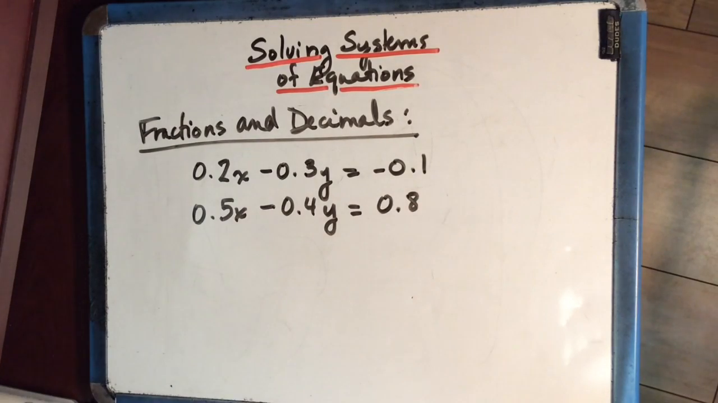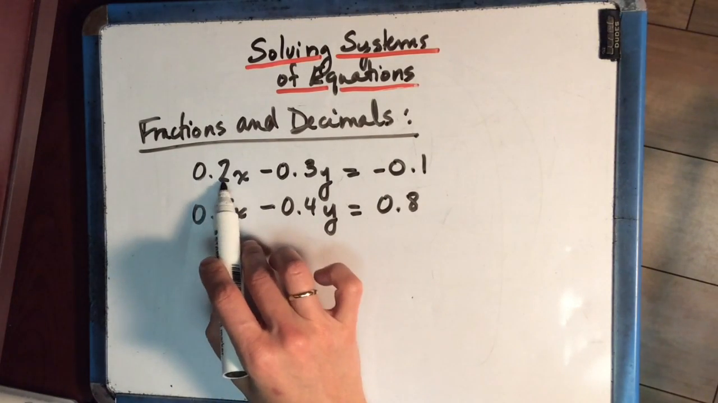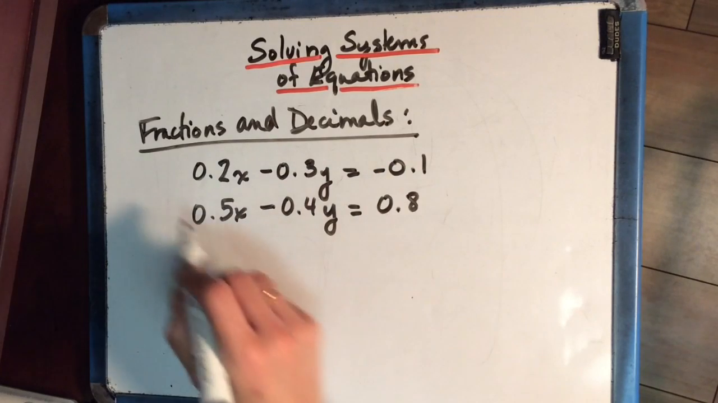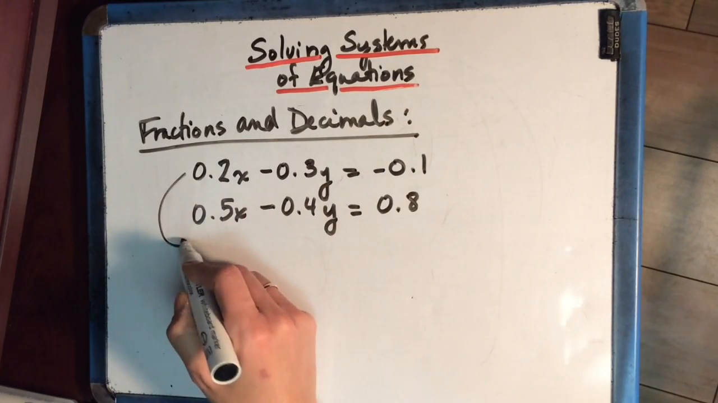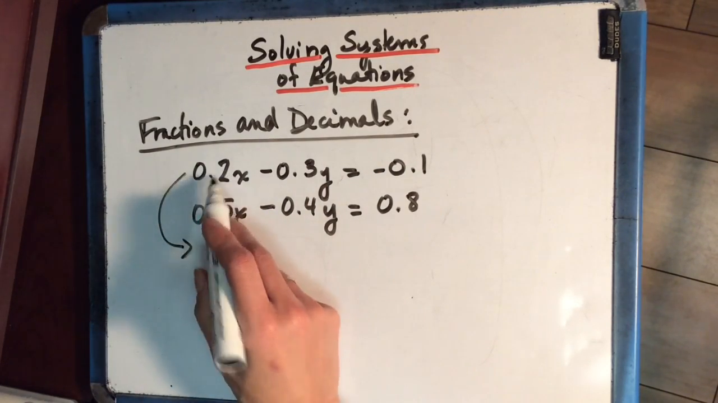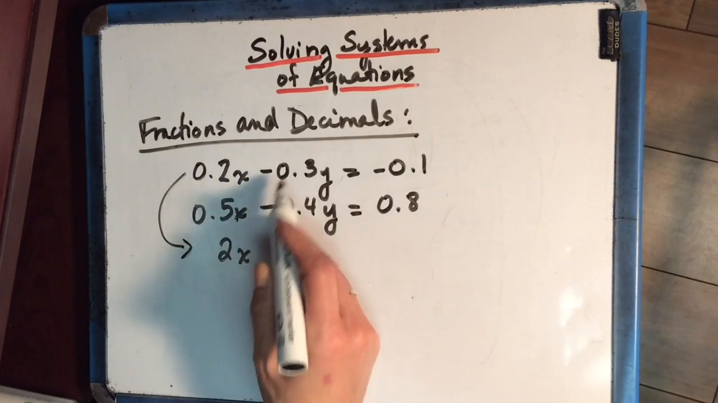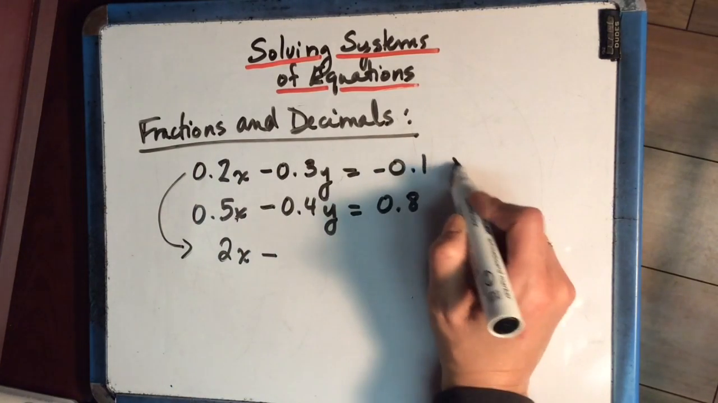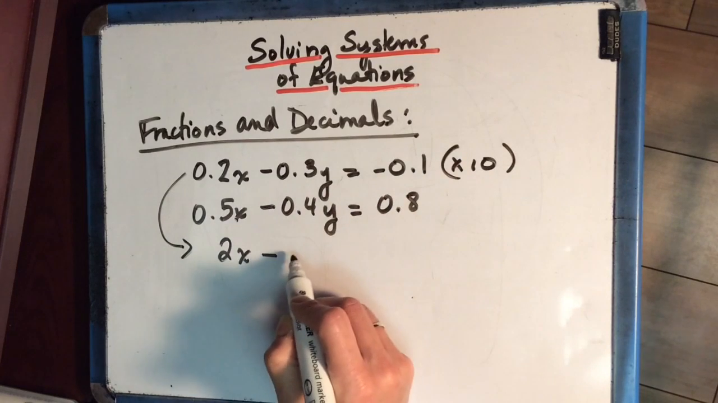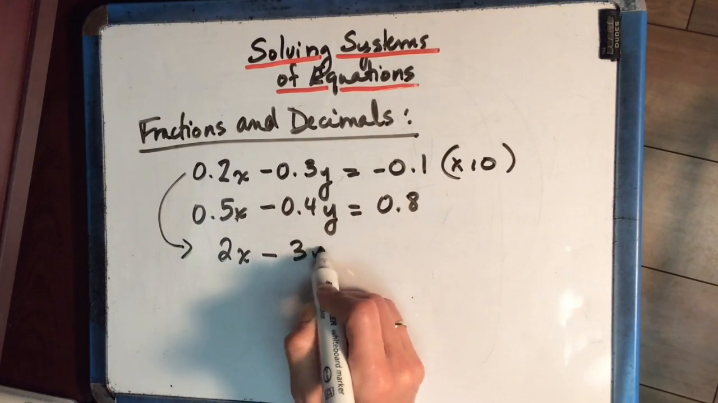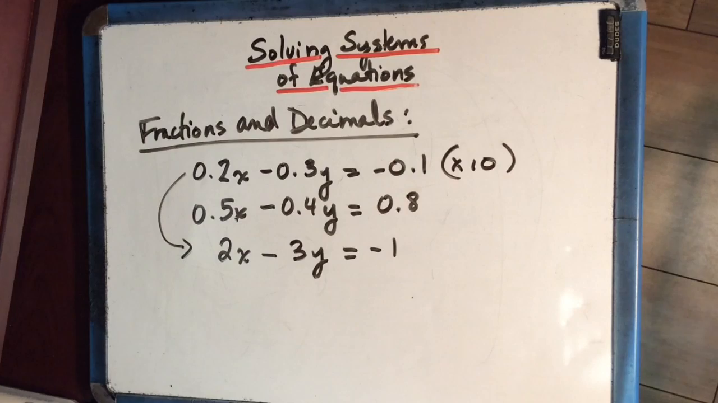So, for example, when you have any decimals like this, what you want to do is try and simplify things. So we'll remove the decimals. How can we remove them? Well, if we multiply every term by 10, the decimals will be gone. If you multiply this by 10, you get 2x, this by 10. So you're multiplying this equation by 10, and that gives you negative 3y is equal to negative 1.